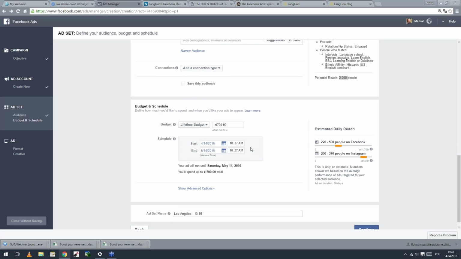So setting up a period of time, in this case 1 month, starting 10 a.m., for example. I can see how much I would spend. In my case, it's 700 PLN. In my opinion, it's not much. It's not much money for reaching a very specific group of people that I would like to invite on my website.